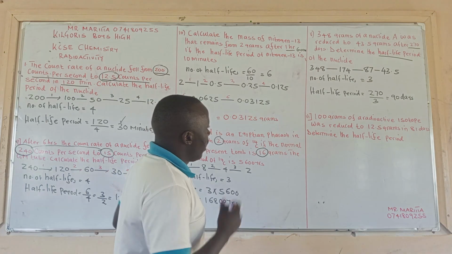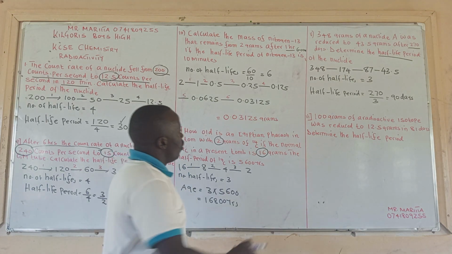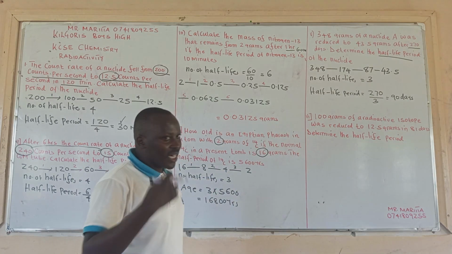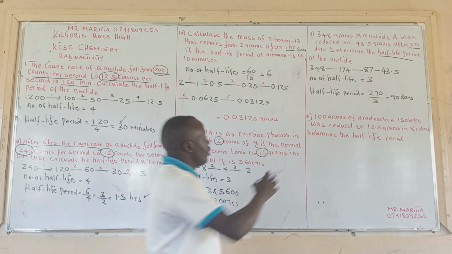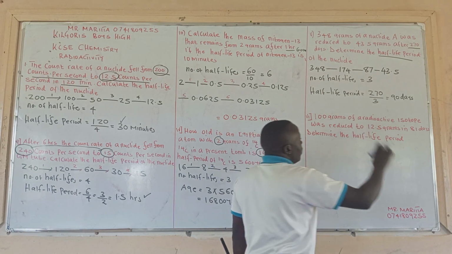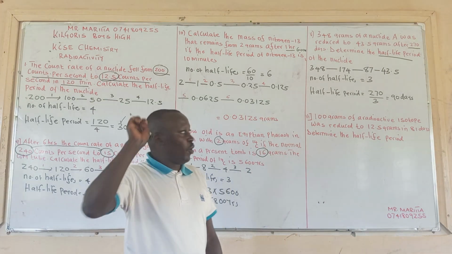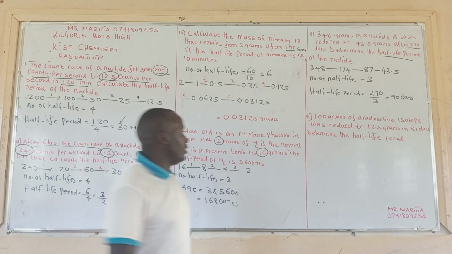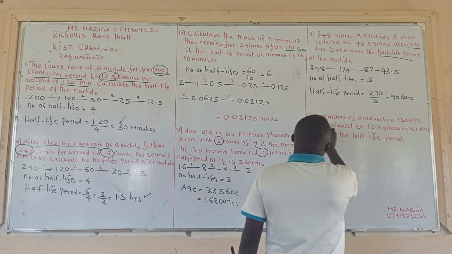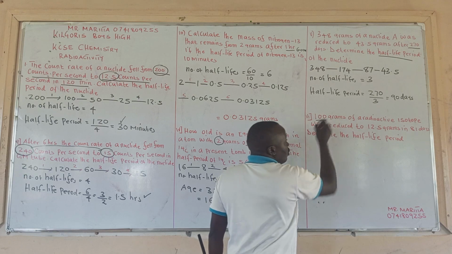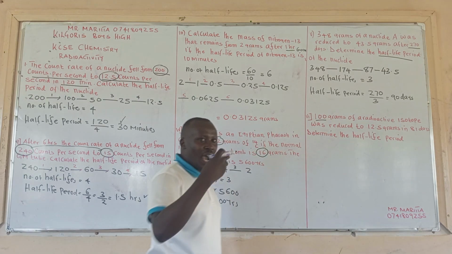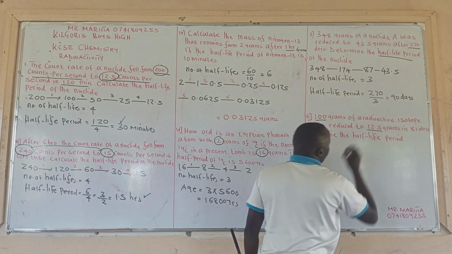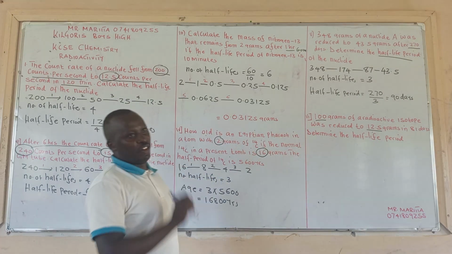Now, we have the last part. We have 100 grams of radioactive isotope was reduced to 12.5 grams in 81 days. Determine the half-life period. So this one is very easy. So you start from 100 grams, you drop a half by a half by a half until you reach where we have our 12.5.